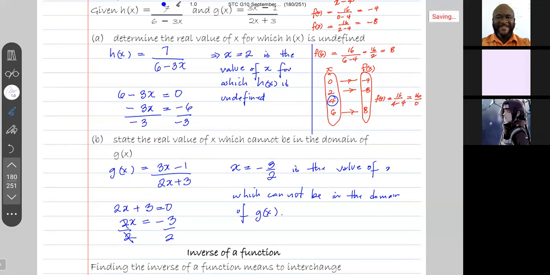So the questions are asked differently, but it's basically asking the same thing. And what you have to do is put the denominator of the function equal to 0, solve the equation, and then make the statement.